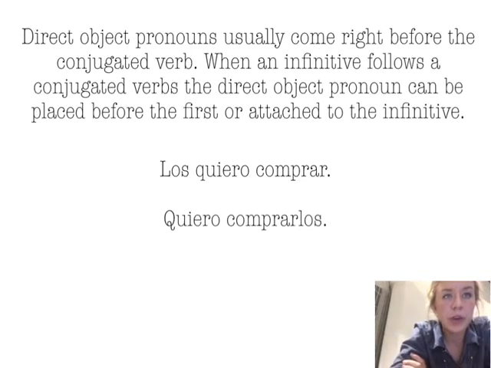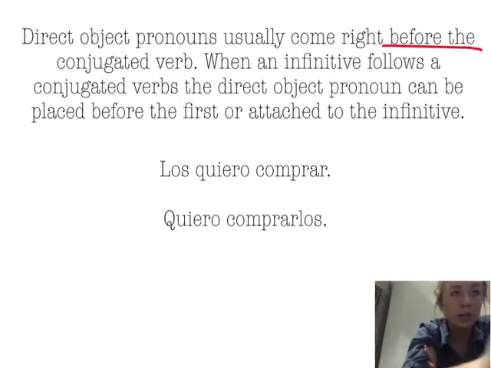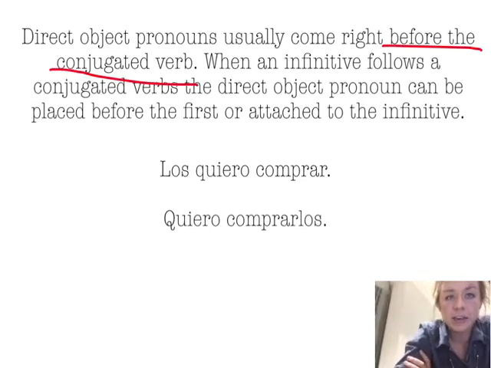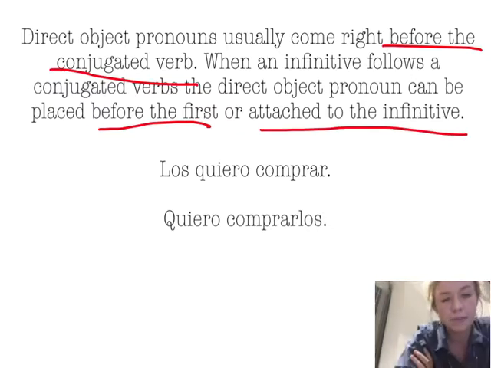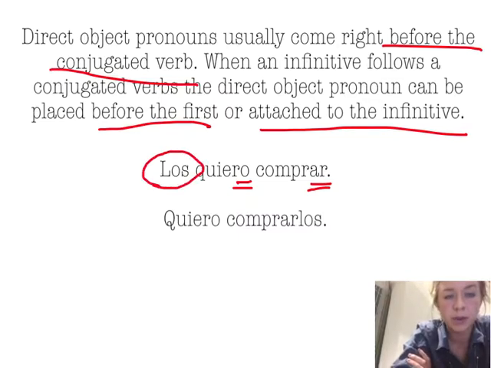The direct object pronoun usually comes right before the conjugated verb, but when there's an infinitive that follows the conjugated verb, the direct object pronoun can be placed still before the first verb, just like we did before, or it can be attached to the infinitive. So for example here, we have los quiero comprar. We have our conjugated verb and our infinitive. So we can choose to put our direct object pronoun either before the conjugated verb, or we can attach it to the infinitive.